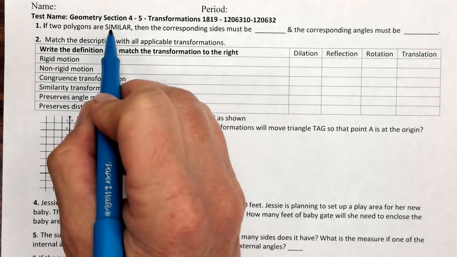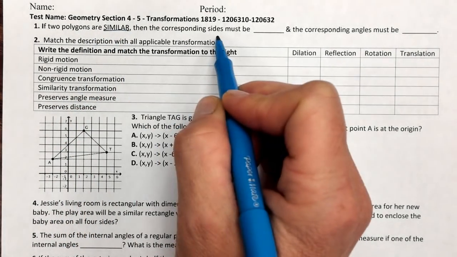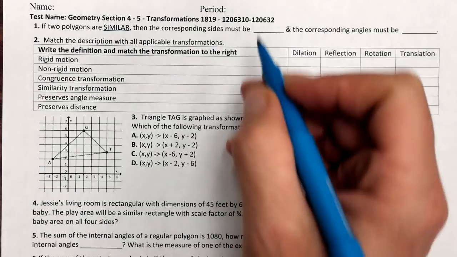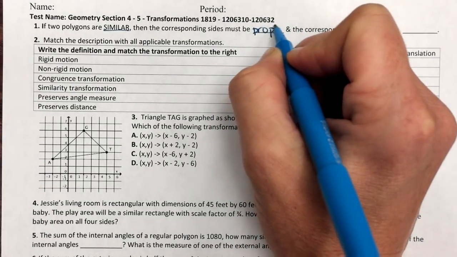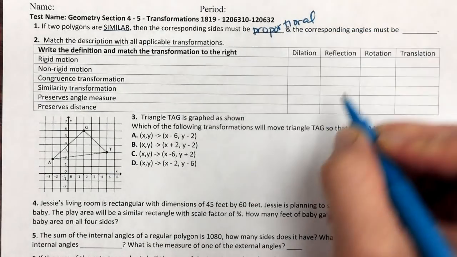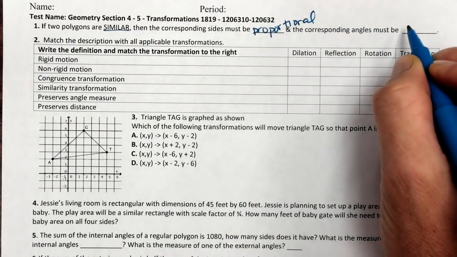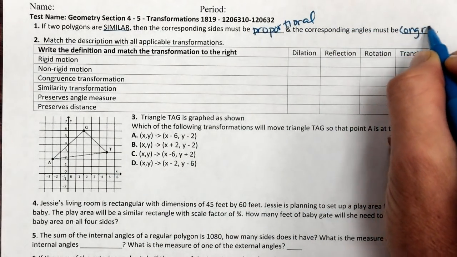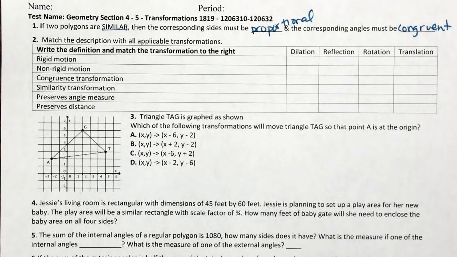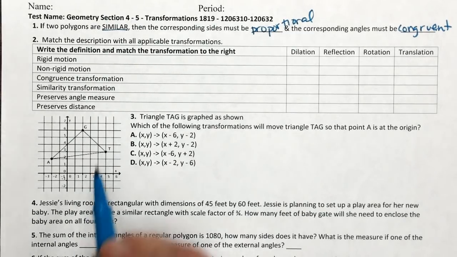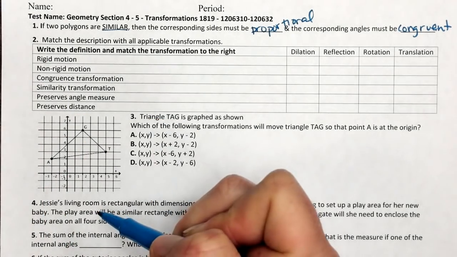If two polygons are similar, then corresponding sides must be, we know this is proportional, and the corresponding angles must then be congruent. We want to match the description with all applicable transformations. Write the definition and match the transformation to the right.